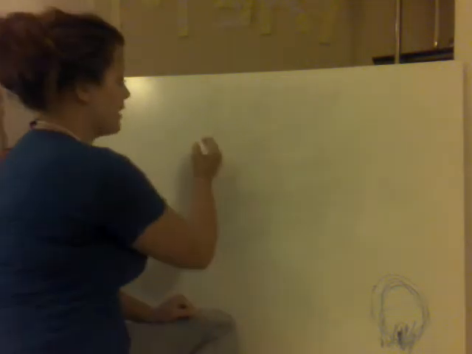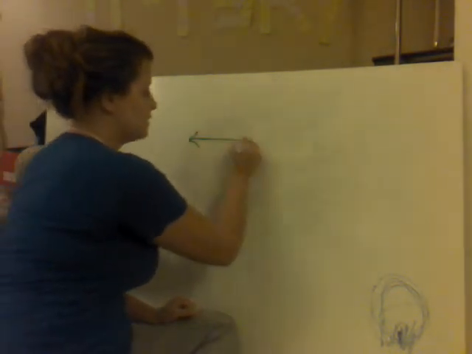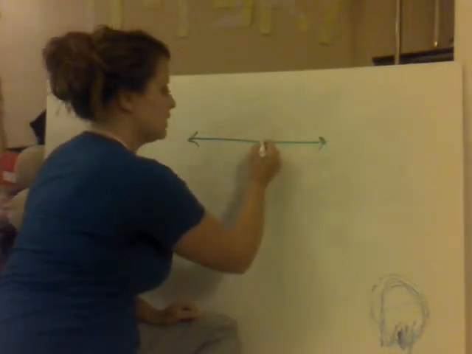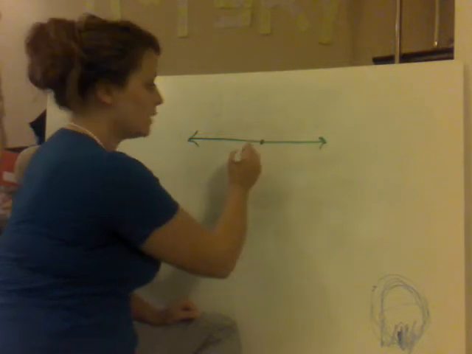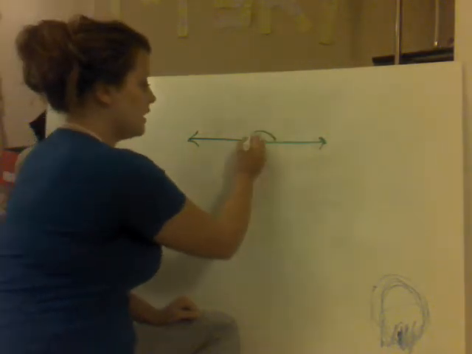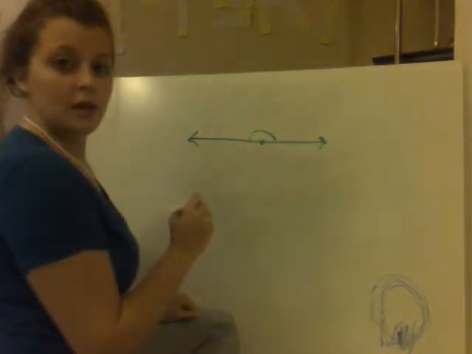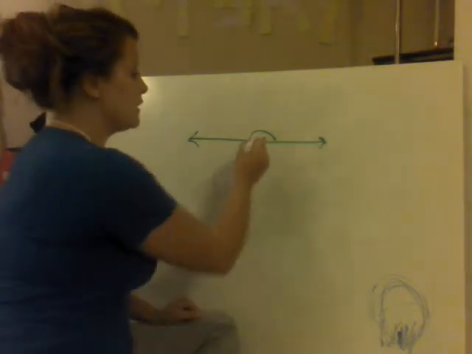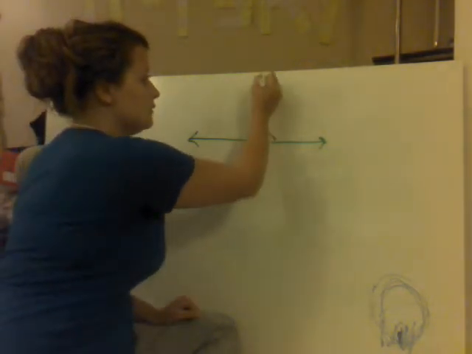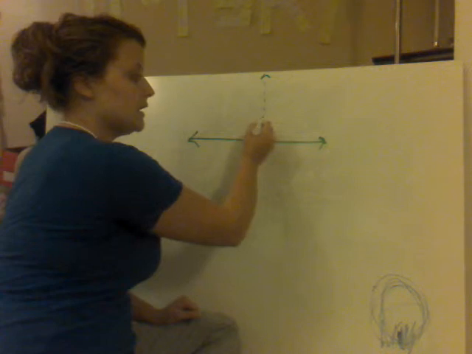Supplementary angle. I'm going to have my straight line, my center point, okay? It's going to equal 180 degrees. It doesn't matter how. It could be straight up and down. So we'll have 90 and 90.